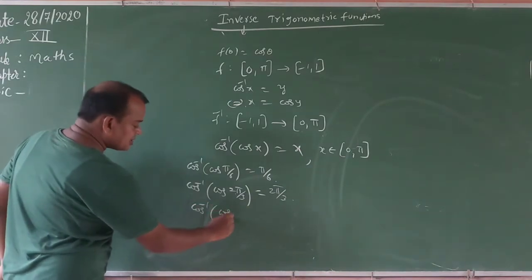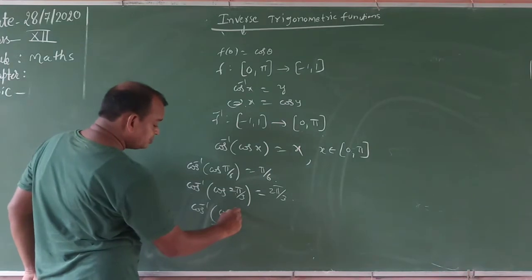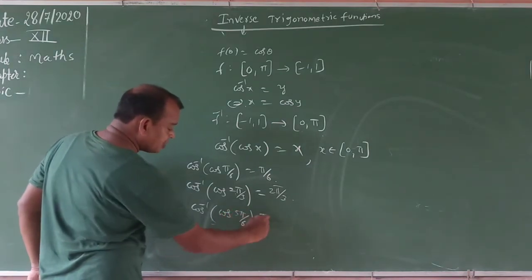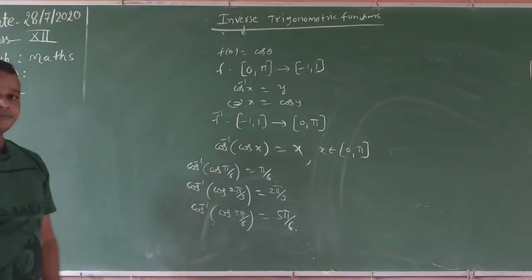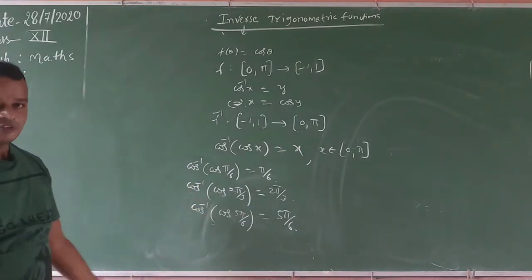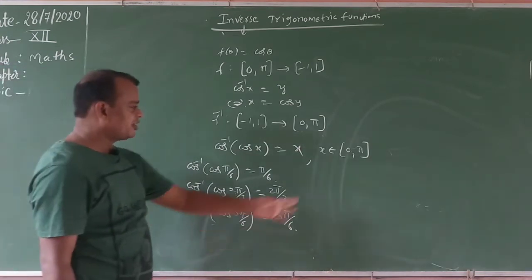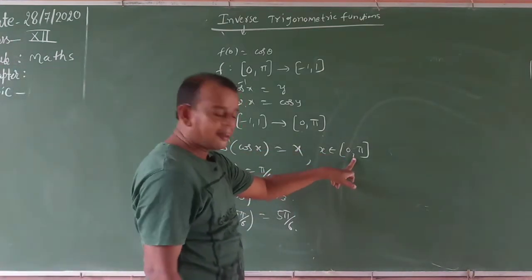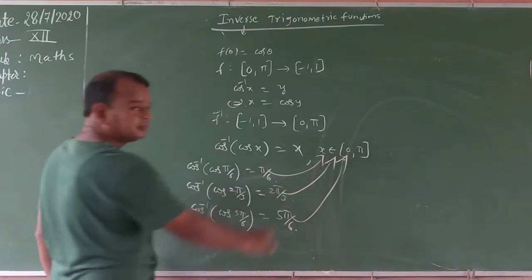Cos inverse of cos 5 pi by 6. Okay, the answer is 5 pi by 6. Remember that one. Understand or not? Why? Because this is 150 degrees, and 150 degrees lies in this interval. You see the answer.